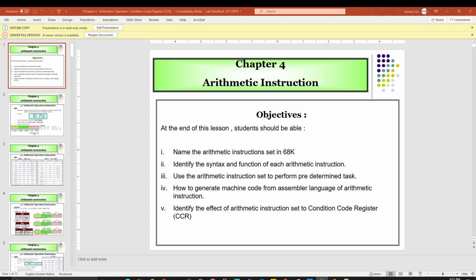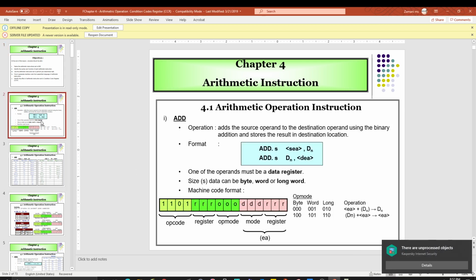Salam all. Today we are going to learn about the arithmetic syntax, which are the add operation, subtraction operation, multiplication, and division. That is part of the arithmetic that we're going to learn for this lecture. So let's look at the first one, the add operation.